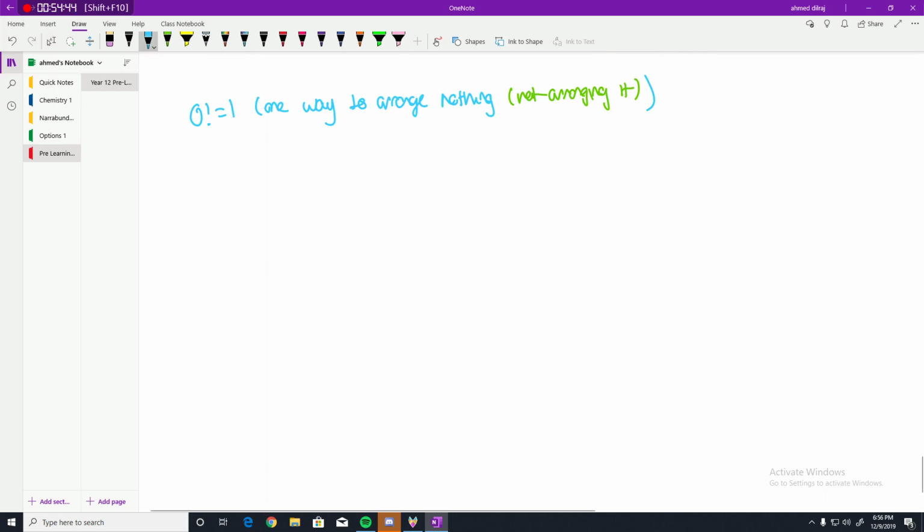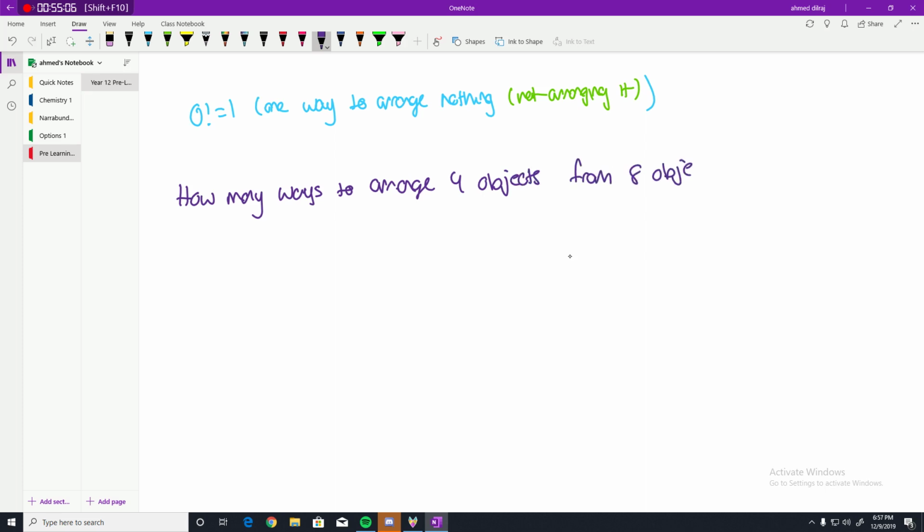Now, what if I said I can make this more complicated? What if I said, how many ways to arrange 4 objects from 8 objects? Raja, do you have an idea? Yeah, it's gonna be one of the operations that we just did. Close, yes, but there's another way to do it.